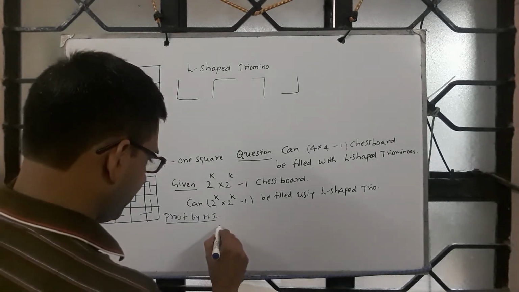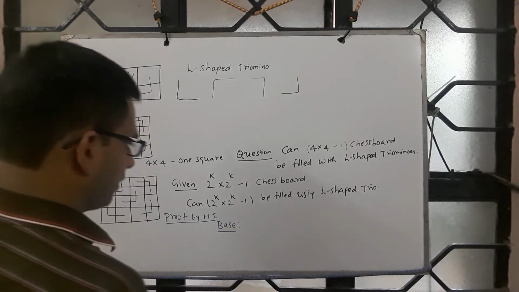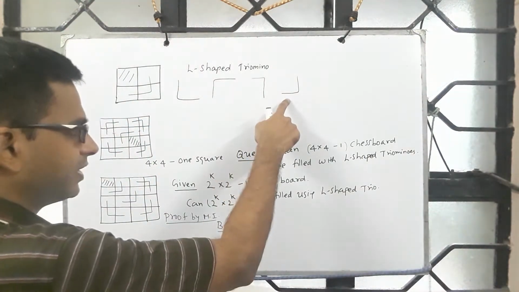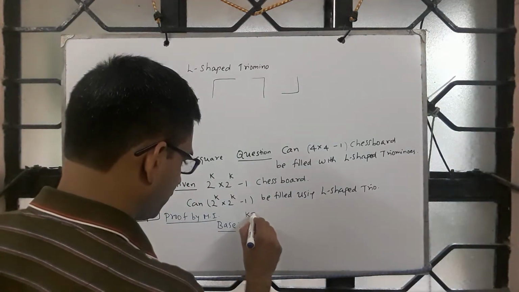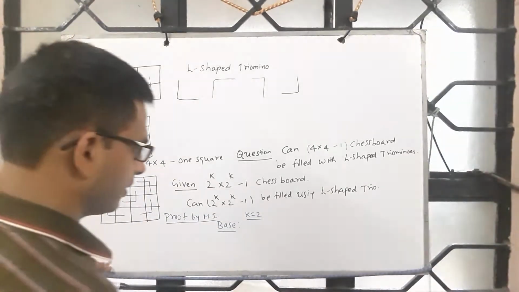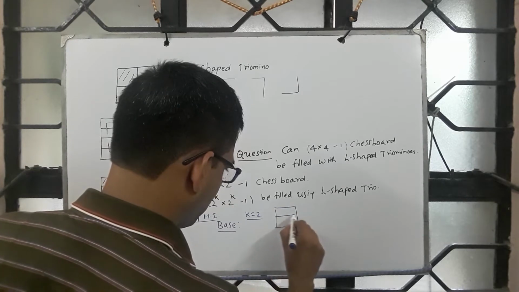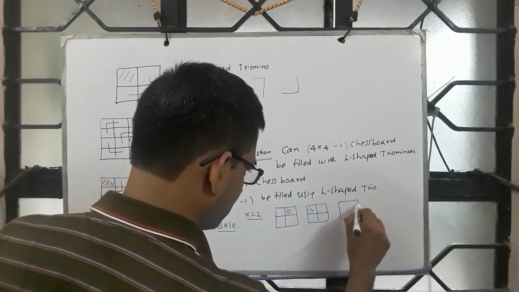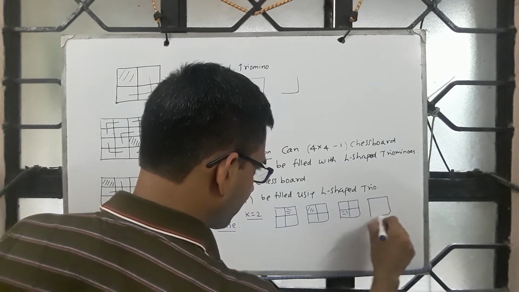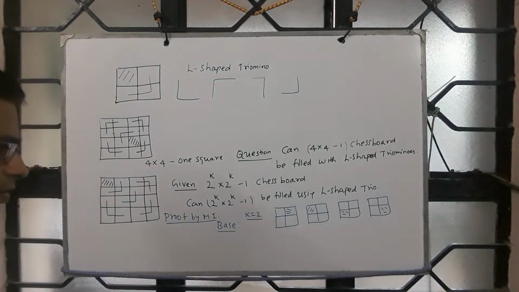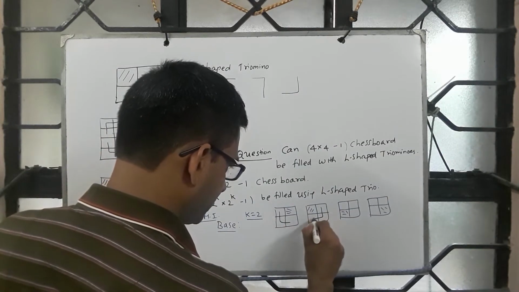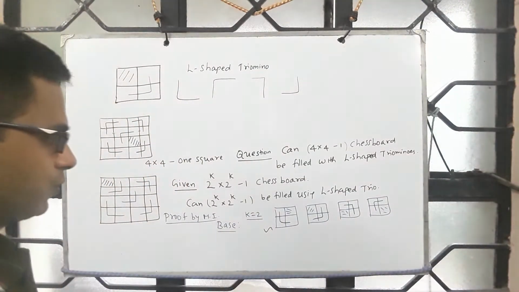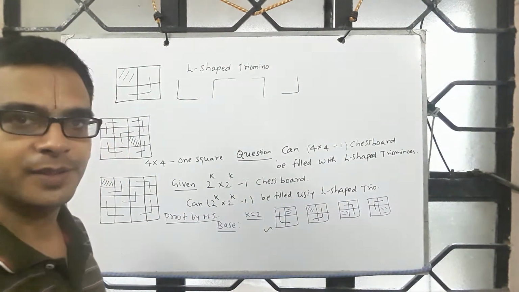Okay. So let's look at the base case. So k cannot be 1 because you need at least 3 squares for L-shaped triomino itself. So you will have to start with 2. So k is 2. We have just now shown how to fill this. So from 2 cross 2, you may remove this square, or you may remove this, or this, or this. And in all, we know this can be filled using this triomino, this triomino, this triomino, this triomino. So base case is done. So given a 2 cross 2 minus 1 chessboard, it can be filled using L-shaped triomino.